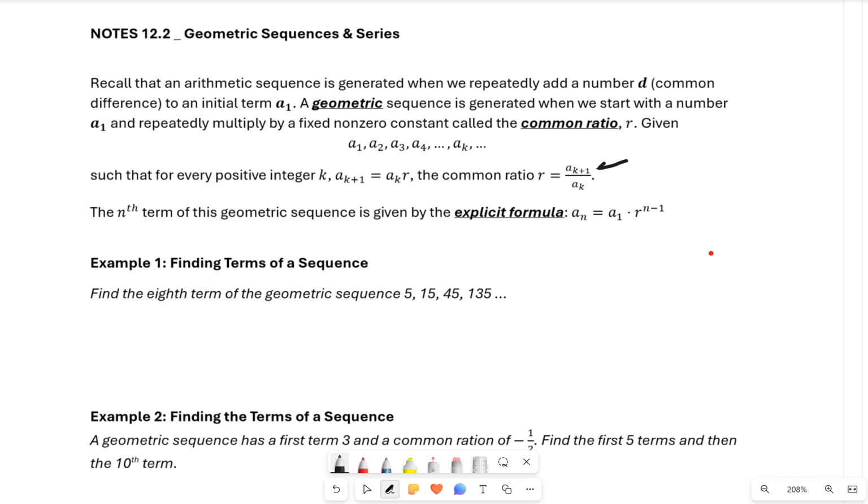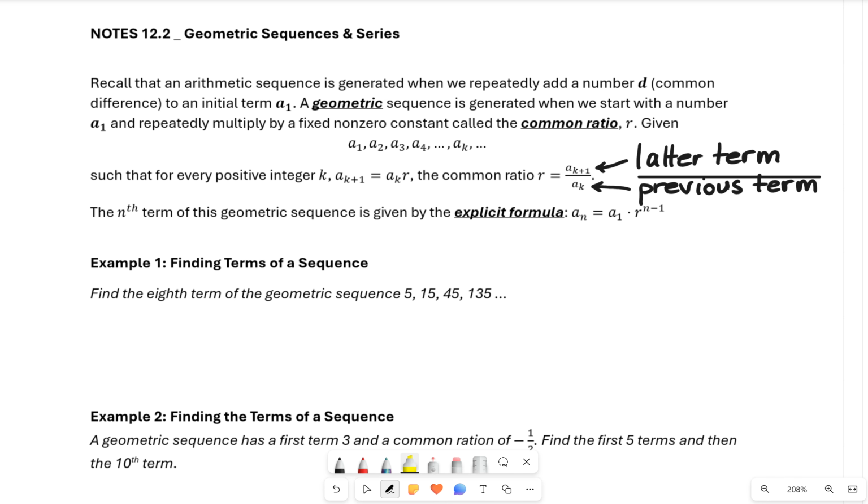This here just means the latter term, the one that comes later, and they need to be consecutive, by the way. And this one is the previous term. If you also recall, when we did arithmetic sequences, to find the common difference you took the latter term and subtracted the previous term. For geometric, you're going to take the latter term and divide by the previous term.